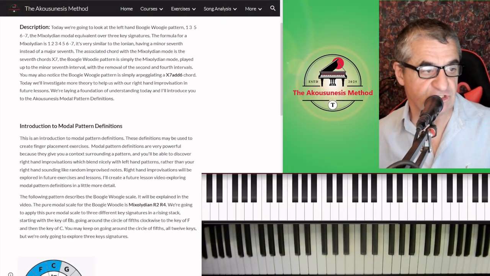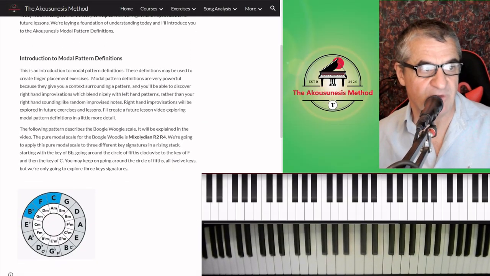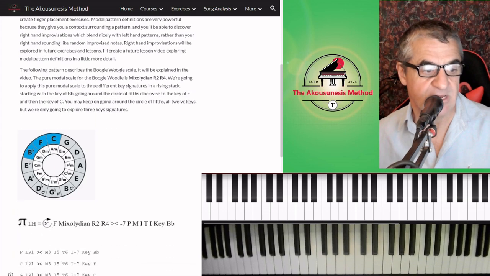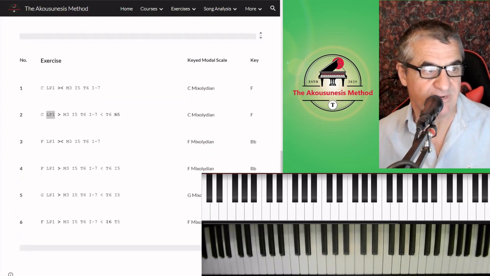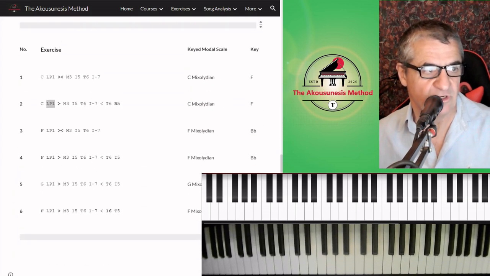I'm going to introduce you to a concept in the second half called the Modal Pattern Definitions. But for now, we're just going to play the pattern. So let's have a look. The Boogie Woogie is a 1, 3, 5, 6, -7 pattern, and we're going to apply it to 3 chords or starting notes: C, F, G, and F.